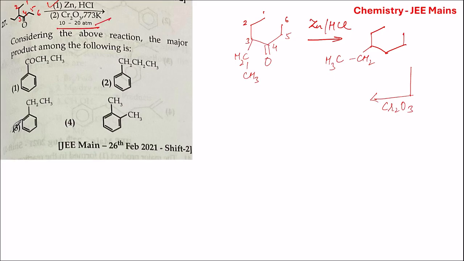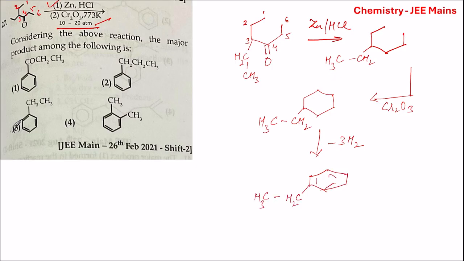Under these conditions there is ring cyclization followed by aromatization. So the final product will be, now there is ring cyclization, a ring is formed, and then finally aromatization takes place. Removal of 6 hydrogen atoms, and this changes into ethyl benzene. So the final product is ethyl benzene. Option 3 is the correct option.